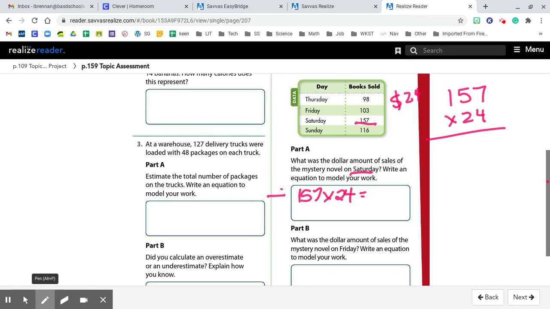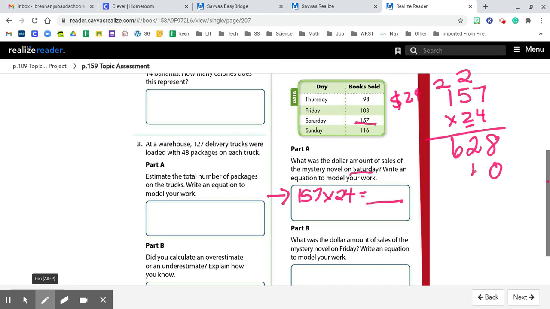This is writing an equation, and I need to find out my answer there. That's how I'm going to show my work. So 157 times 24: 7 times 4 is 28. 4 times 5 is 20, plus 2 is 22. 4 times 1 is 4, plus 2 is 6. 2 times 7, which is actually a 20, so we put that 0 there.